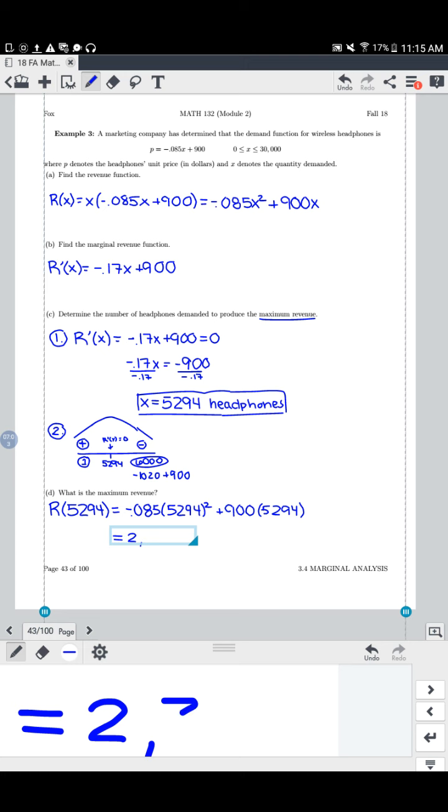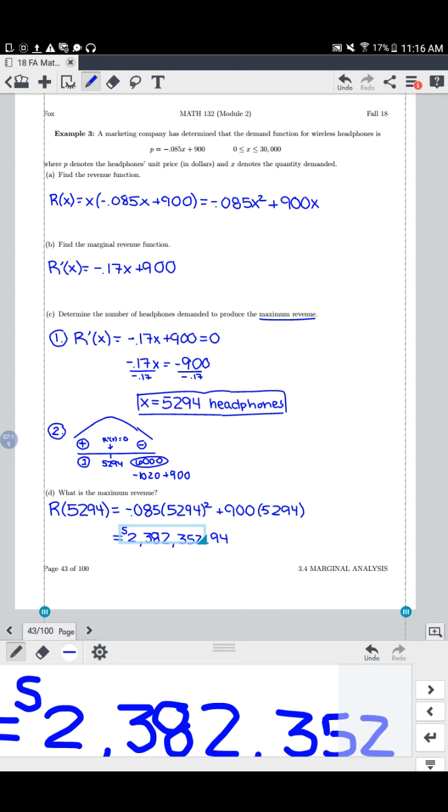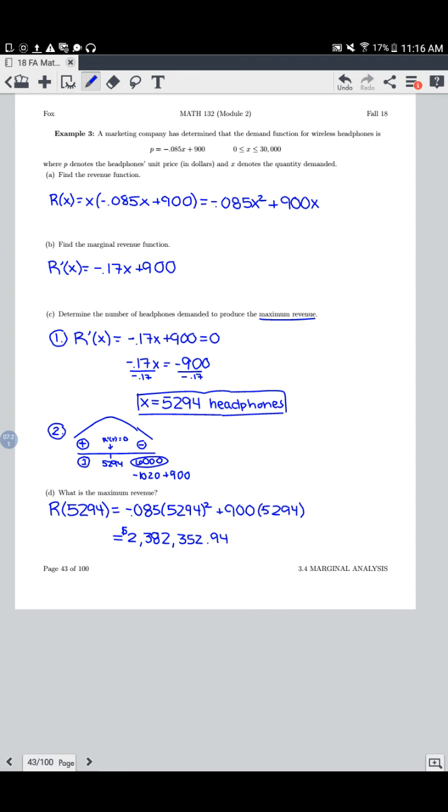We have $2,382,352. It doesn't tell me where to round to, but because we're talking about money, you want to round to the nearest cent always, and that's 94 cents. So there is my maximum revenue that they're going to make off those 5,294 headphones being sold: $2,382,352.94. Not a bad revenue.